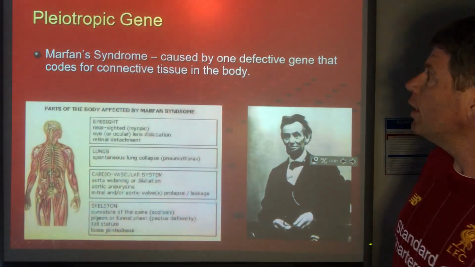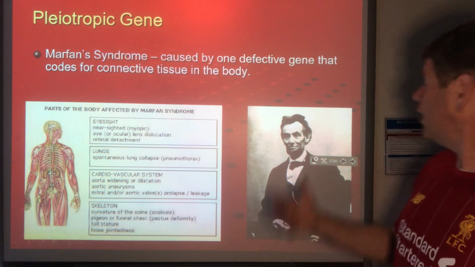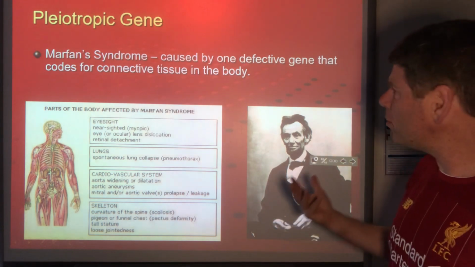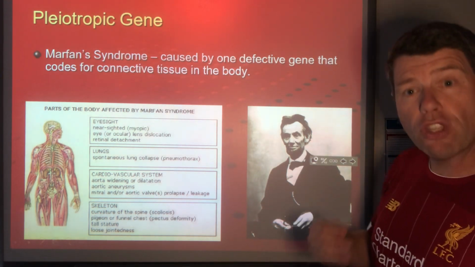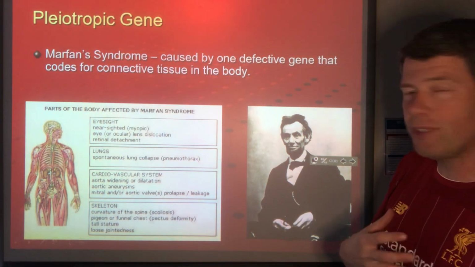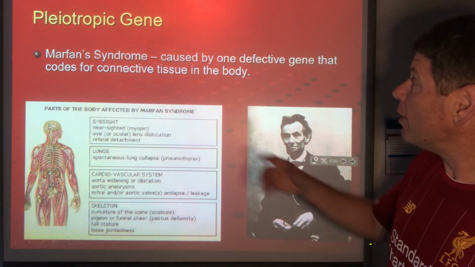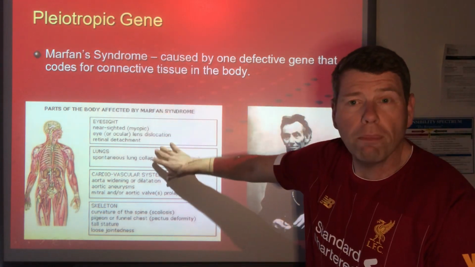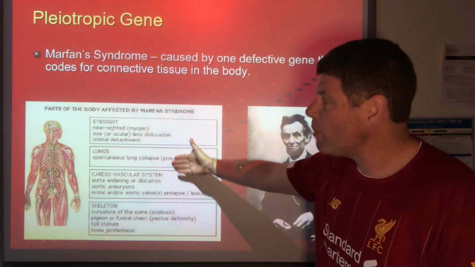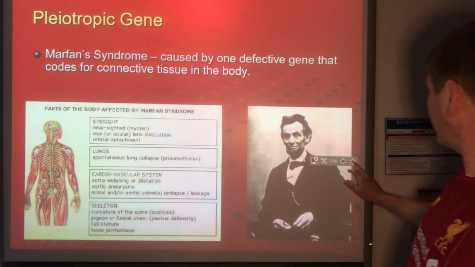Let's look at an example, Marfan syndrome. Marfan syndrome is caused by one defective gene that codes for connective tissue in the body. It's expected that Abraham Lincoln had Marfan's syndrome. Somebody who has Marfan's is often very tall. You have an enlarged heart, so you have a propensity for potential heart problems like an aneurysm when you get older. But because connective tissue is so pervasive through many, many systems of the body, that one defective gene can affect so many different things going on in your body. And there's a great long list there, and you can look at that for yourself later.